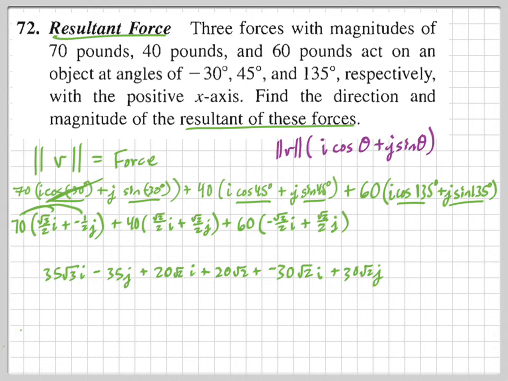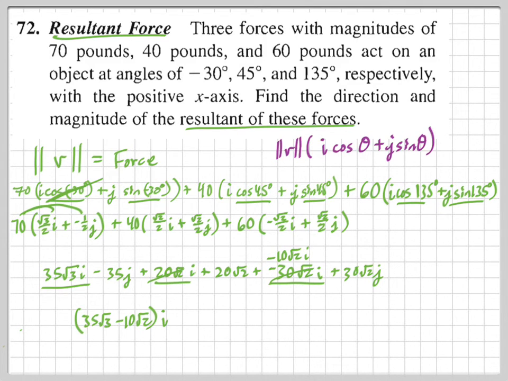All right, let's add up all of our i's and j's together. We have an i, an i, and an i. It looks like we're going to have negative 10 rad 2 i's. And I can't add 35 rad 3 and negative 10 rad 2, so let's just write that out: 35 rad 3 minus 10 rad 2 times i.